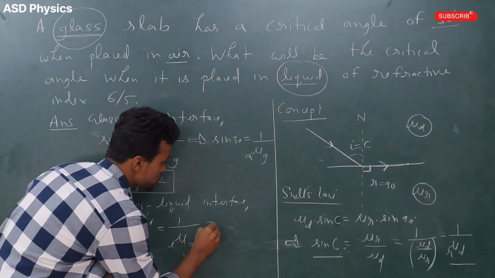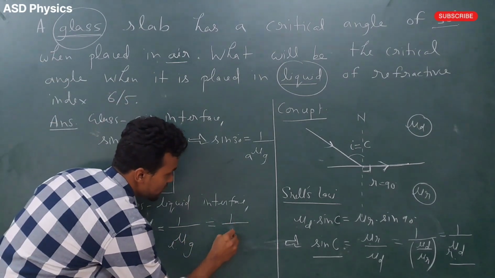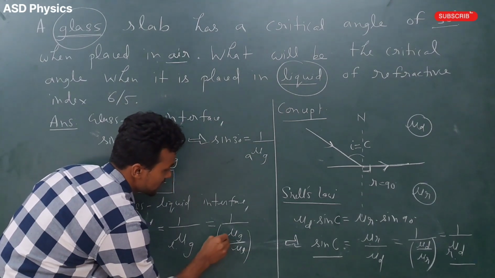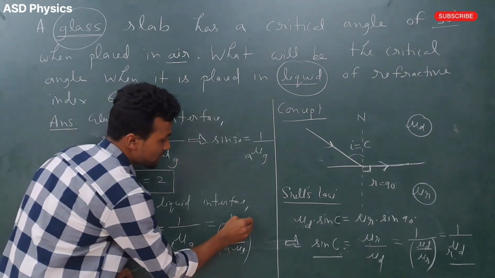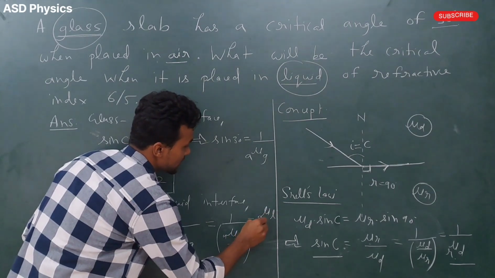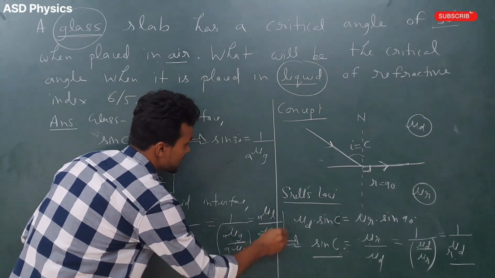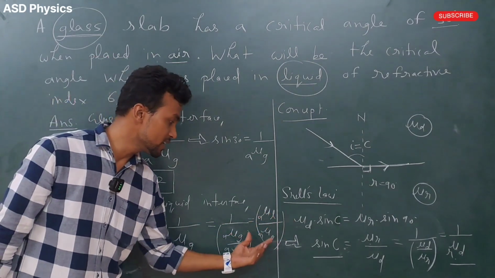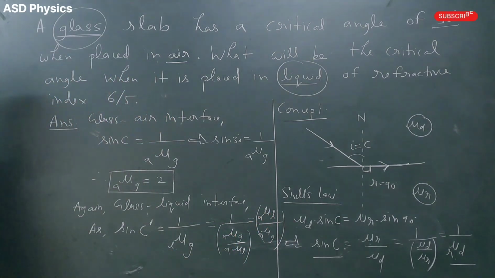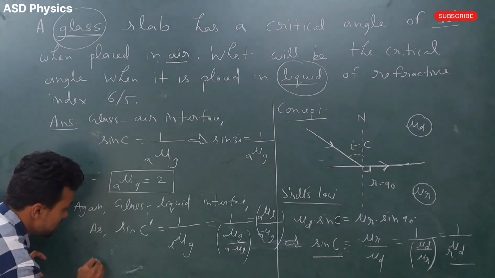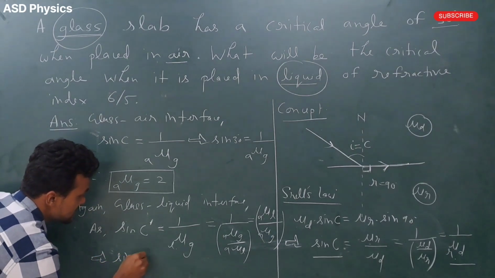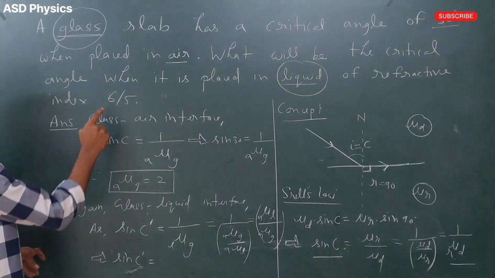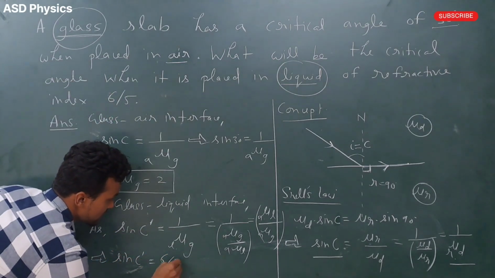So what we can write here, my dear students, see here please, mu GL. So we can write mu glass by mu liquid, and this is with respect to air only. Now, again we'll simplify this here. This is mu liquid air by mu glass air. Okay, so we have got the formula sin C dash equal to mu liquid air by mu glass air here. After that, my dear students, let me write here. So sin C dash is equal to, let's put the value here, liquid with respect to air, how much given here? 6 by 5. I will write here 6 by 5.